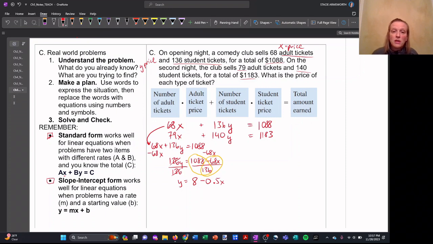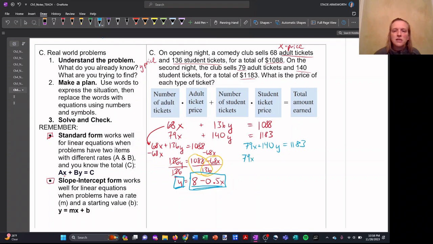Remember, don't plug this expression back into the equation that you got it from, because then you'll get just a statement that's always true, like 5 equals 5. All right, let's take this and plug it back into the second equation. 79x plus 140y equals 1183. But I'm going to take my y and replace it with this expression, 8 minus 0.5x.